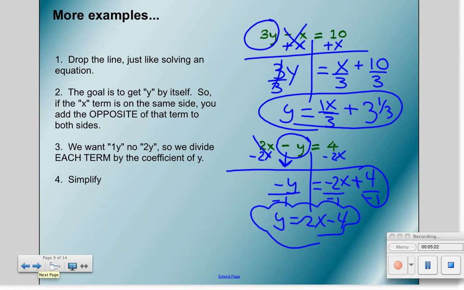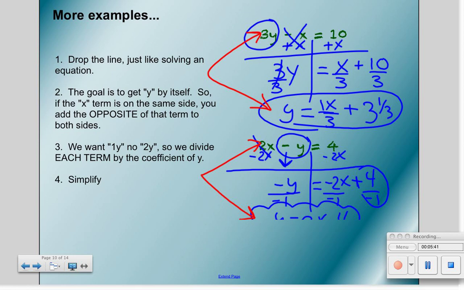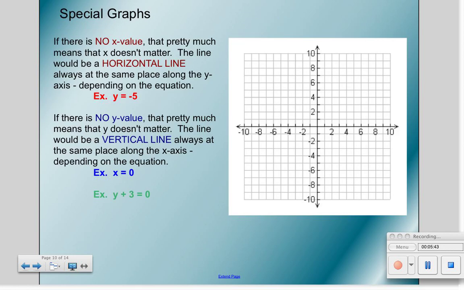So these two, the green and this, they're the same thing. They're just in a different form. These two, they're the same thing. They're just in a different form. It's like having a dollar bill or having 4 quarters. It looks different, feels different, but it's the same exact thing. Okay, so you may need to rearrange an equation to get y by itself. All right, so moving on, special graphs.